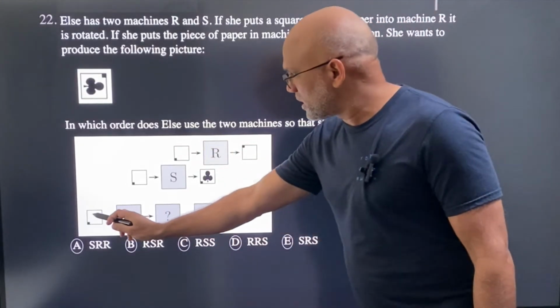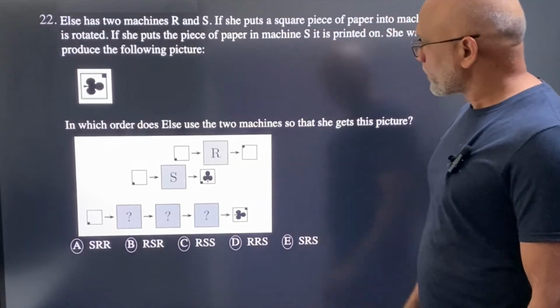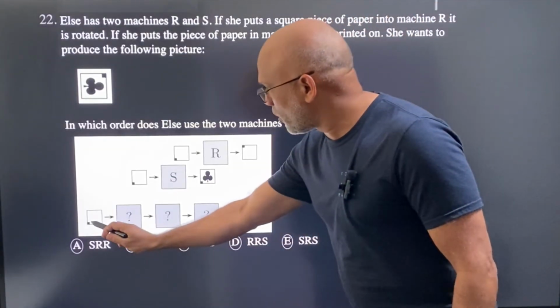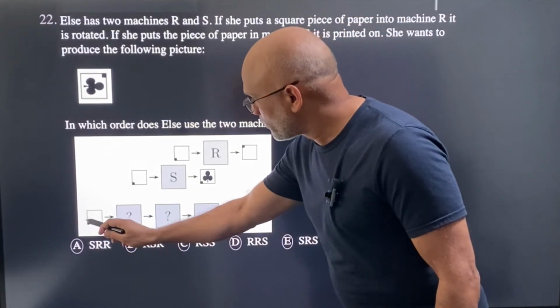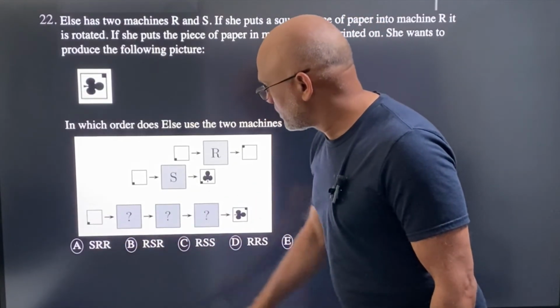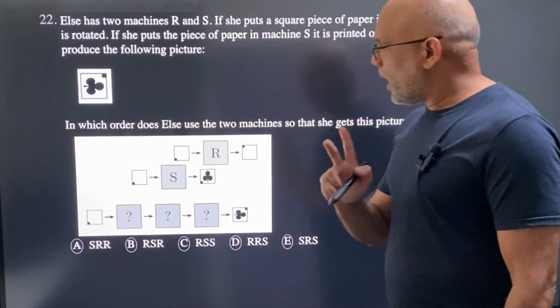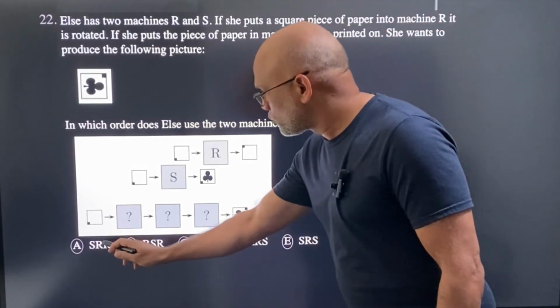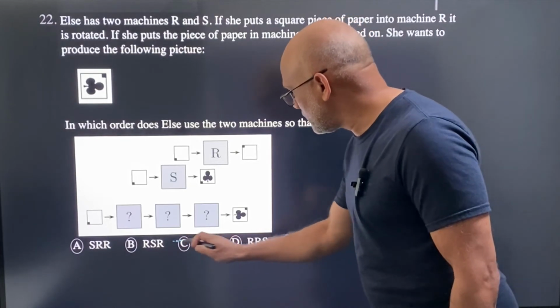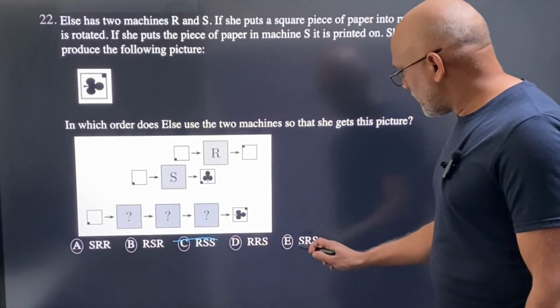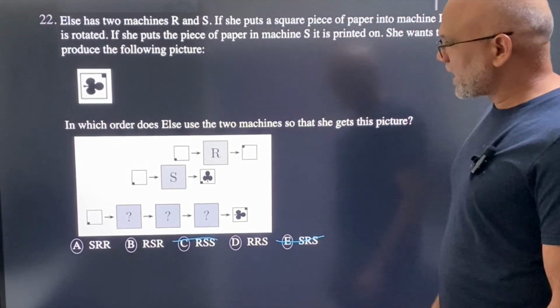So we'll start with this. We want to end up here. First, notice that this dot is on this corner right now. So it has been rotated 1 time, 2 times, right? So we need 2 R's in the answer. So this is 2 R's, that's fine. This doesn't have 2 R's, so this cannot be it. Similarly, this also doesn't have 2 R's, so that cannot be it.